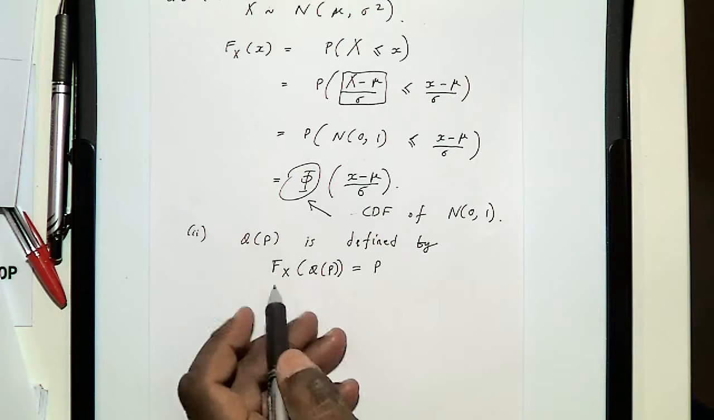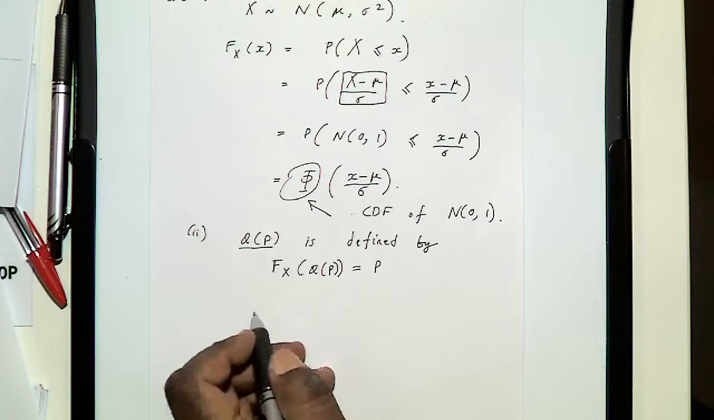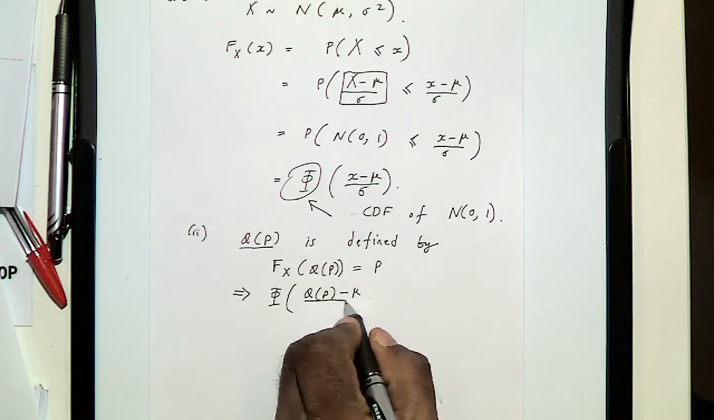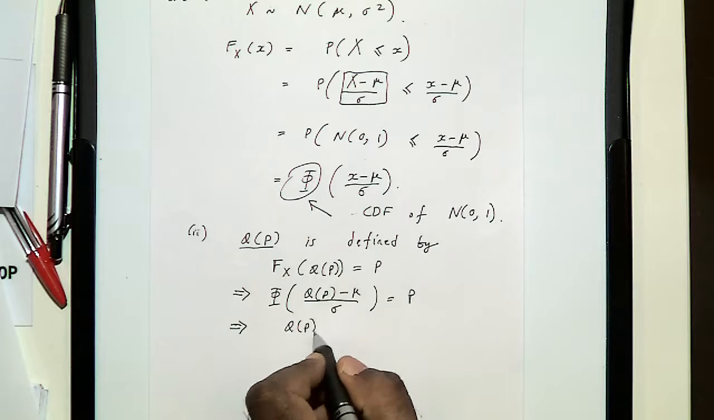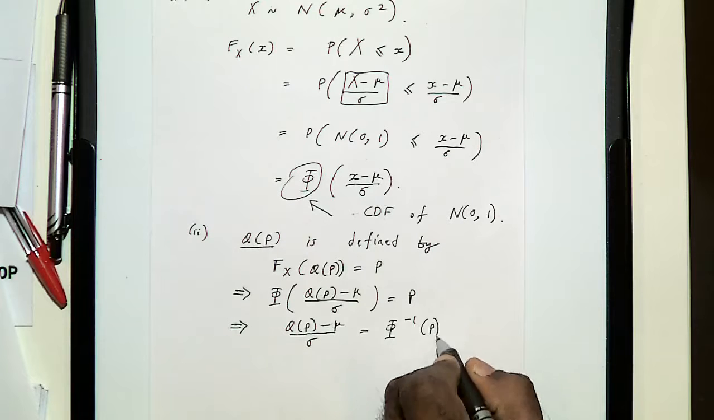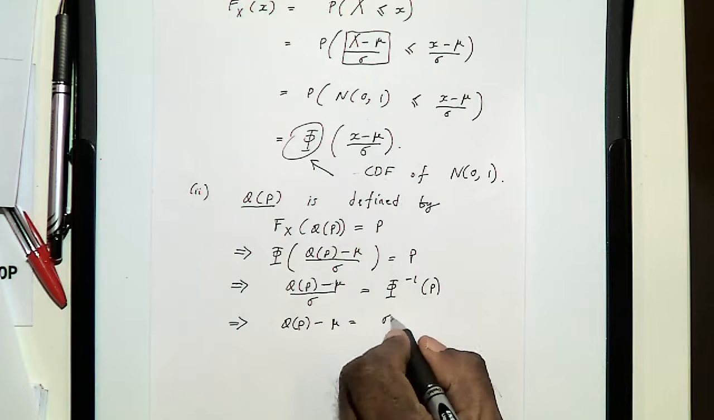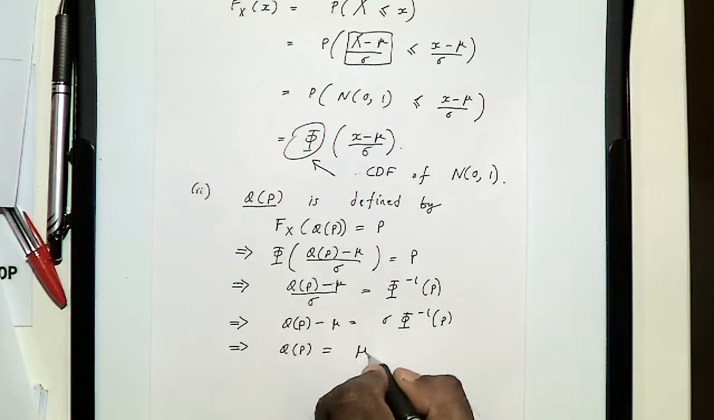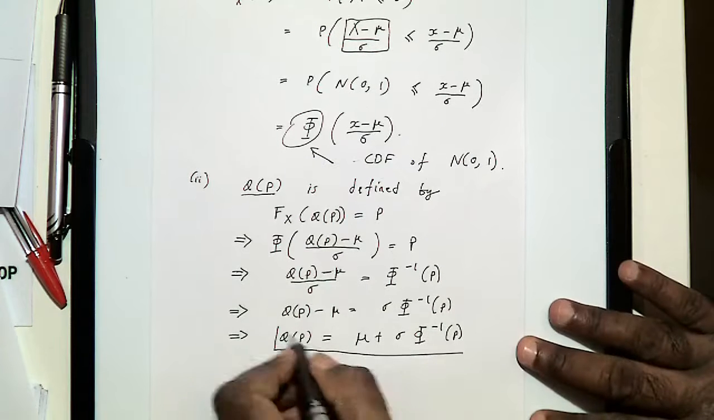Q of P, which is the quantile function, is defined as the thing that satisfies this equation, right? So this implies that phi, okay, and this implies that, okay, and this implies that Q of P is mu plus sigma times phi inverse of P. So this is the quantile function of the normal distribution.